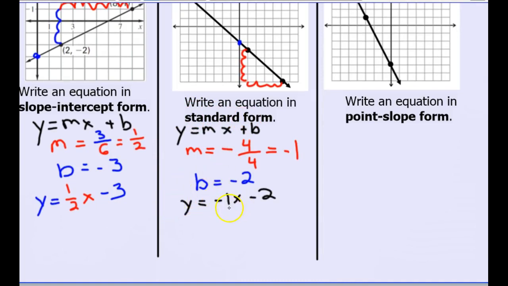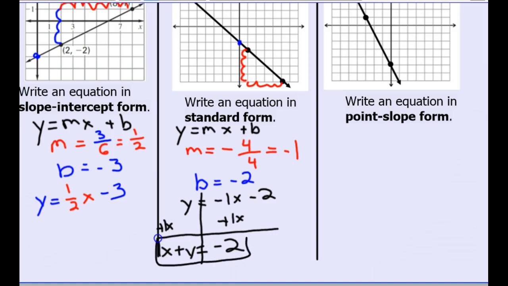Now to get it to standard form, we just need to move the x over to the other side. So how we're going to do that is we're going to add 1x to the opposite. And what our answer comes out to be then is x, or 1x, plus y equals -2. So our standard form is 1x plus y equals -2.